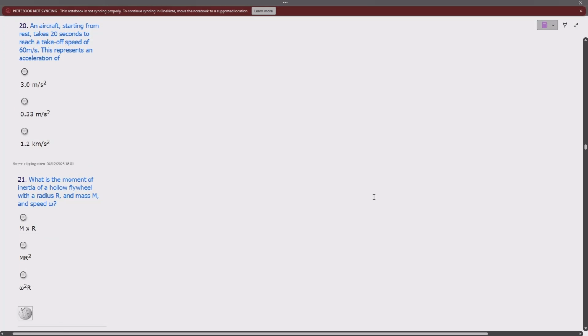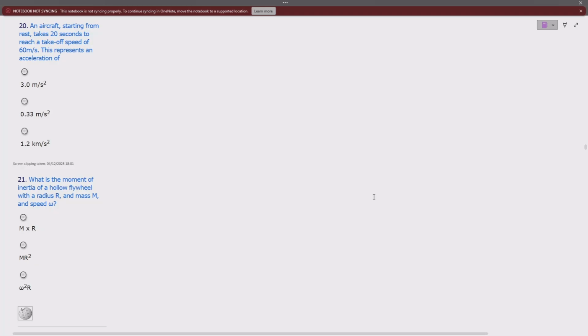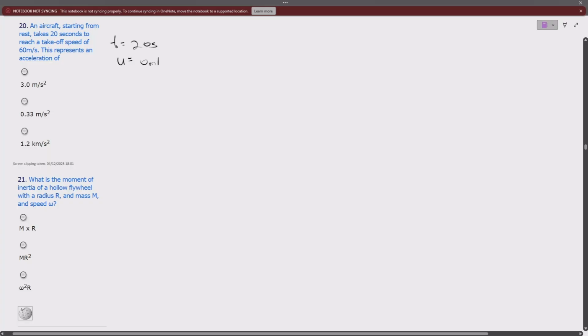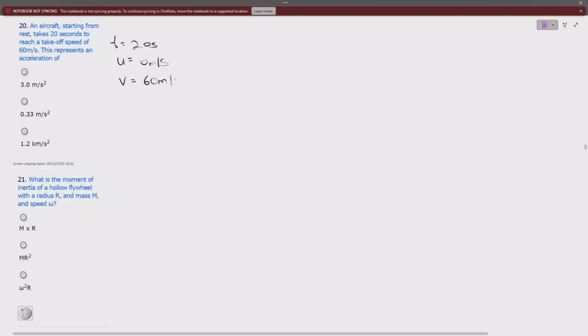Question number 20. An aircraft starting from rest, which means the initial velocity equals 0 meters per second, takes 20 seconds to reach a takeoff speed of 60 meters per second. This represents an acceleration of. You've been given the time, the final velocity and the initial velocity, and you need acceleration. So time equals 20 seconds. Initial velocity equals 0 meters per second. Final velocity equals 60 meters per second.